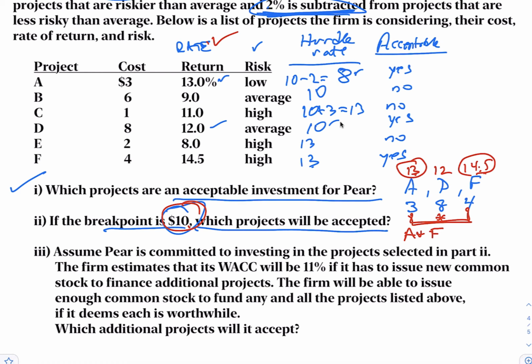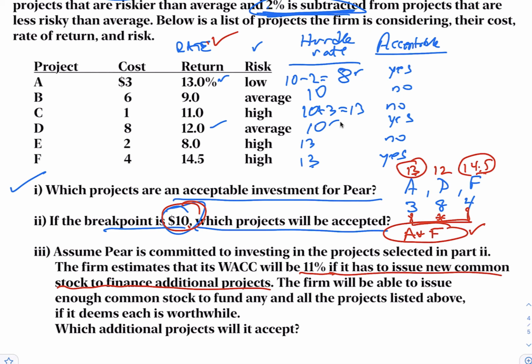Now the third question says, assume that PAIR is committed to investing in all projects selected in Part 2. So it wants to invest in all projects in Part 2. So it's anchoring on A and F. So there's no new decision that has to be made because they've made up their mind that they're going to do A and F. Now, the rest of this question says the firm estimates that its weighted average cost of capital will be 11% if it has to issue new common stock to finance additional projects. The firm will be able to issue enough common stock to fund any and all projects listed above, if it deems each is worthwhile. Which additional projects will it accept?